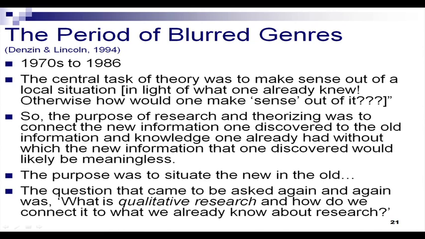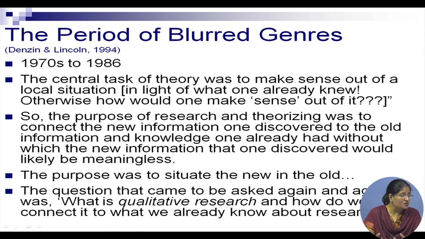After this came the period of blurred genres. Now this period lasted from the 1970s to 1986. And the central task of theory in this period was to make sense out of a local situation in light of what one already knew. So the focus was no longer on getting brand new information. The focus was on linking the new information to what one already knew in order to prove the significance of this new body of knowledge.